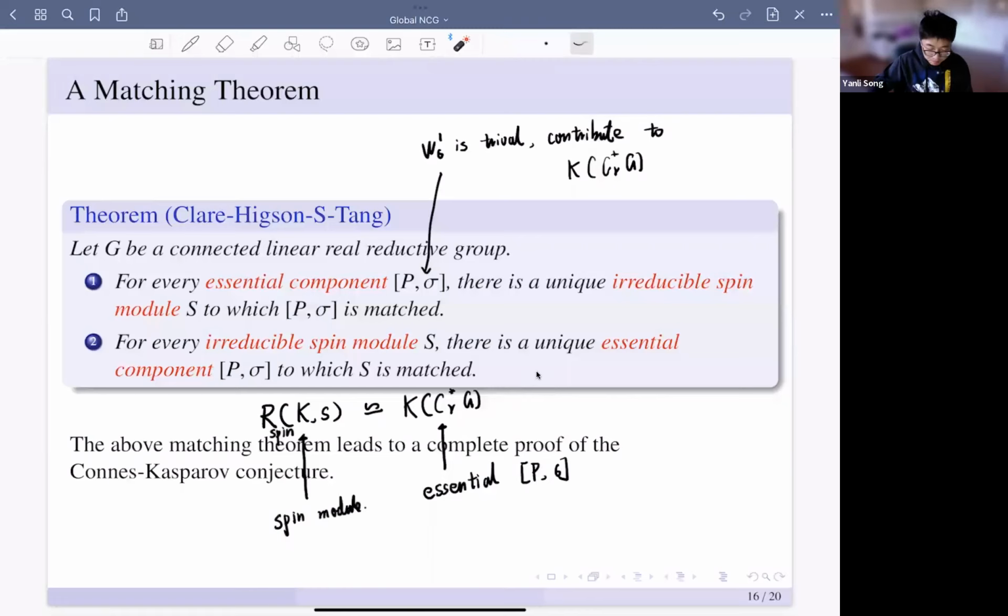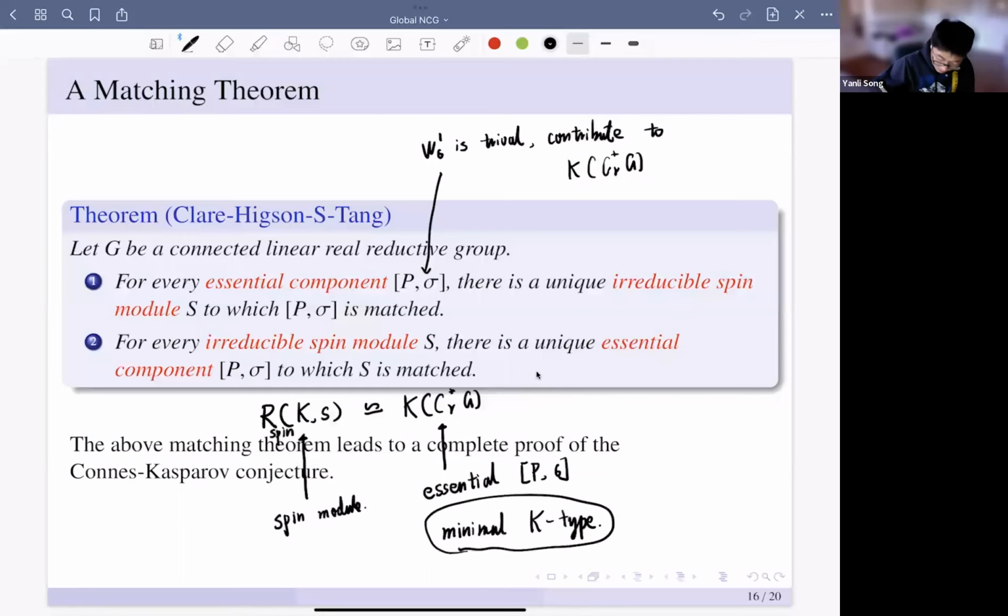I'm not going to tell you the proof of this matching theorem, but the key ingredient of the matching theorem is Vogan's theory of minimal K-types. Our main tool is Vogan's minimal K-type. So let me just say a few words. What role does the minimal K-type play here? Because for every P sigma, we can associate a parabolic induced representation, and this is the G representation.